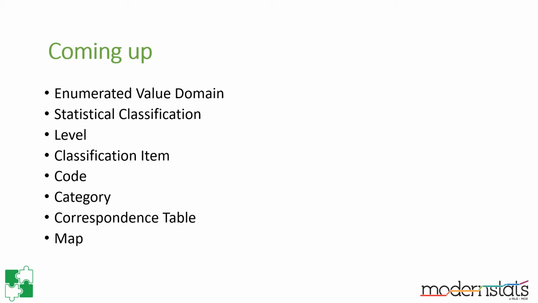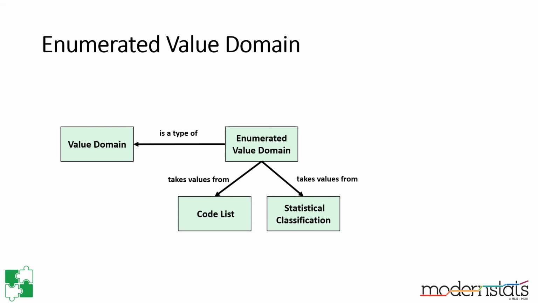Good. So next I'm going to tell you a bit of information about the classification information objects, and those include the enumerated value domain, the statistical classification, level, classification item, code, category, correspondence table, and map. So here's the enumerated value domain. It's a type of value domain, like Catrin told just recently, and it takes value from a code list or a statistical classification.